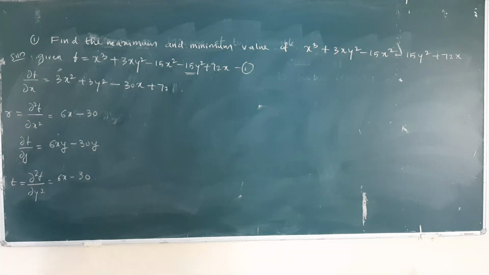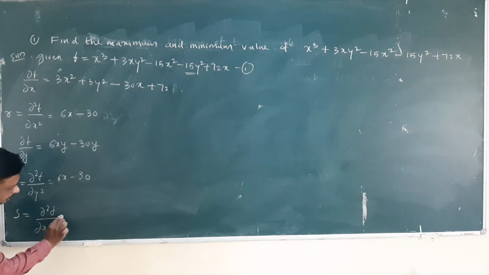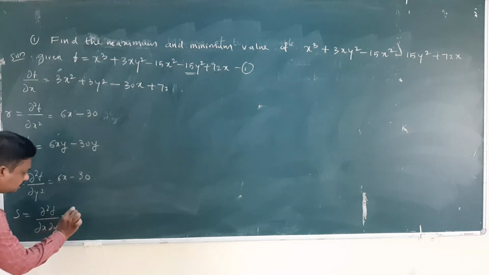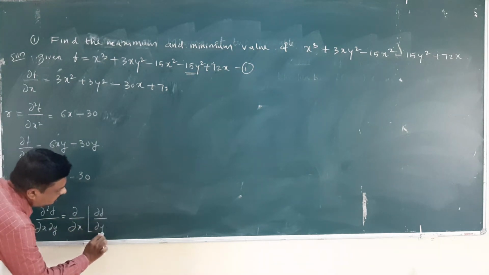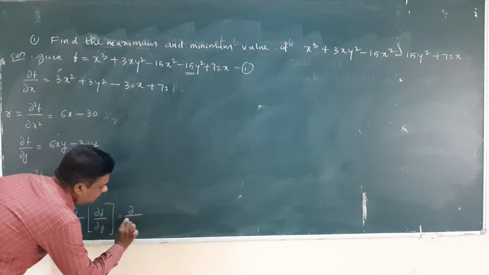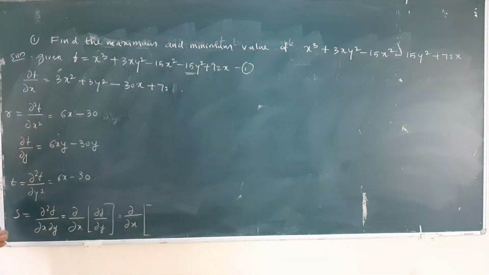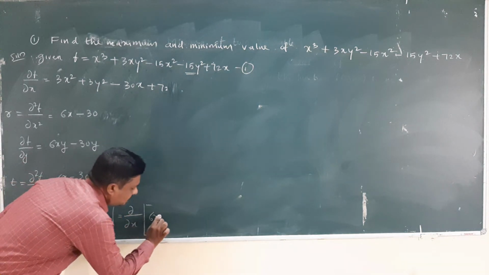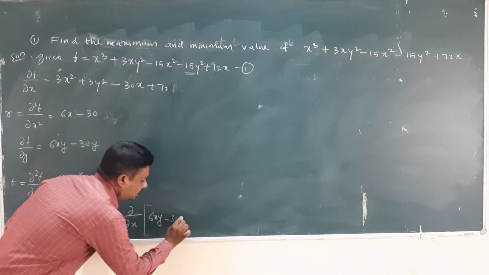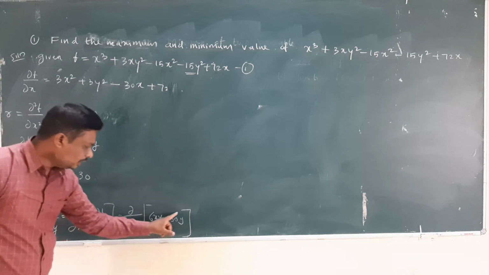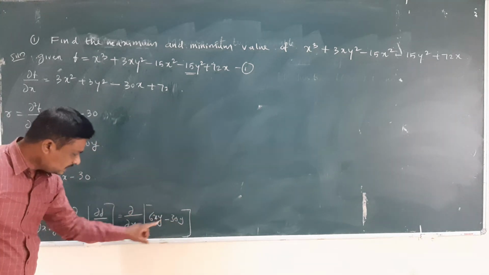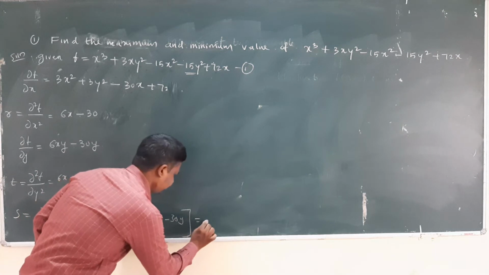The last one we have to find is ∂²f/∂x∂y, that is ∂/∂x of ∂f/∂y. This is 6xy minus 30y. Now we differentiate this with respect to x. Derivative of 30y is 0. Derivative of 6xy is 6y.